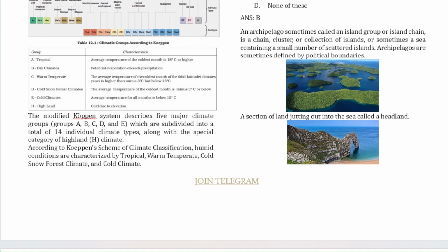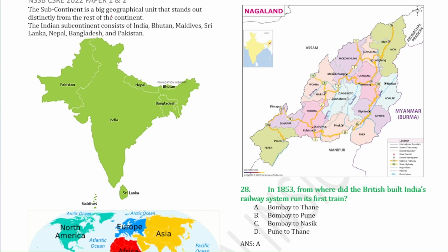You can see the figure here. This is archipelago, a group of islands. This is a section of land jutting out into the sea, known as headland. And subcontinent is a big geographical unit that stands out distinctly from the rest of the continent. The Indian subcontinent consists of Pakistan, India, Nepal, Bhutan, Bangladesh, Sri Lanka, and Maldives. This is important.